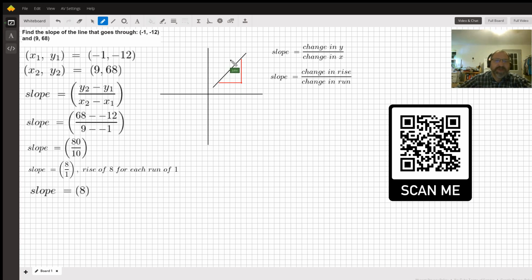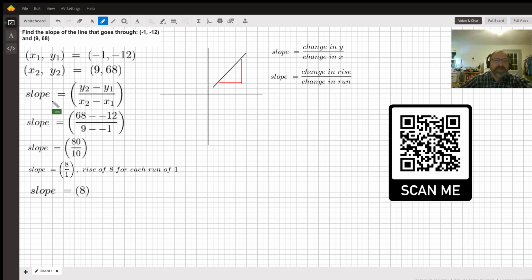Before we get started, let's establish that the first point we're going to look at, in other words x sub 1 and y sub 1, are the point given in the problem, (-1, -12). And the second set of points, x sub 2, comma y sub 2, is the second point given in the problem. Then we need to know the slope formula.